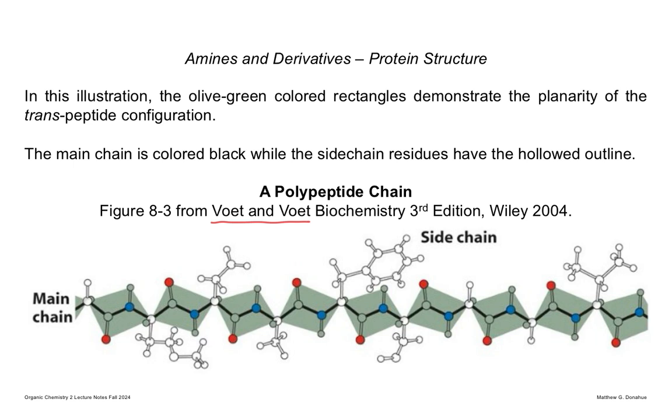And then the hollow colored atoms, those are the side chains pointing out. So you can see that as you go along, they alternate from the top or the bottom on that chain.